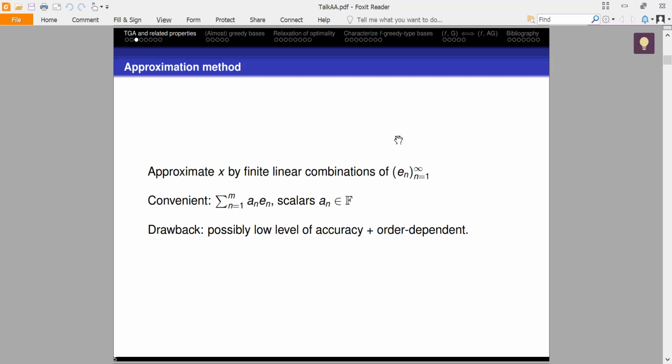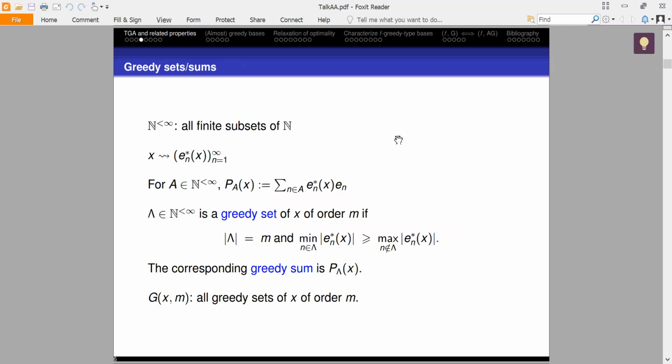But before going to the TGA, we will need to talk about greedy sums and greedy sets. Let N less than infinity be the set of all finite subsets of the natural numbers. And for every x, you can associate x with a sequence of scalars, e_n star x. And this sequence of scalars will be either real or complex numbers. If you give me a finite set A, then P_A x is the projection of x onto A, which is the summation of e_n star x, e_n for n in A.